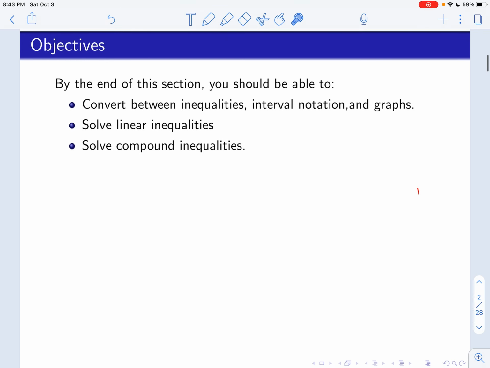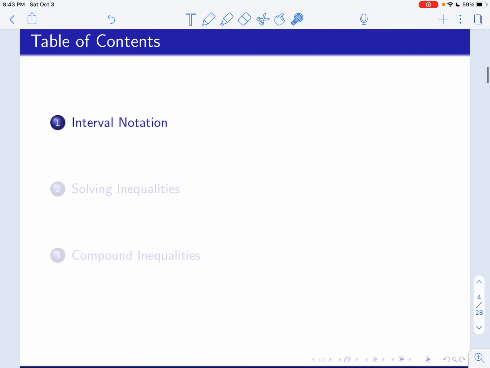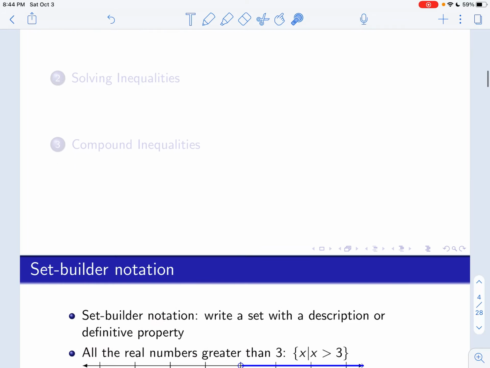By the time we get to the end of this section, you should be able to convert between an inequality, interval notation, and a graph. You should be able to solve a linear inequality, and you should be able to solve a compound inequality. So in this video, we're going to start off by talking about interval notation, because that's one of the main ways that we'll be able to give an answer to an inequality. And then in the second video, we'll talk about solving inequalities, and in the third video, we'll talk about compound inequalities.